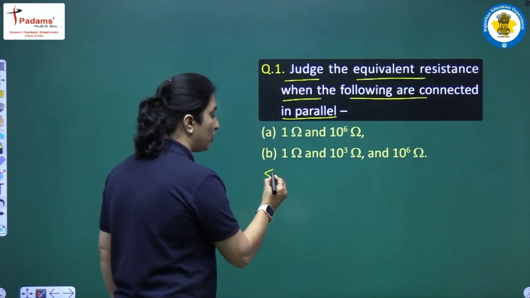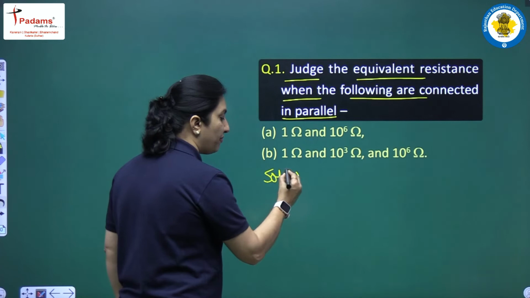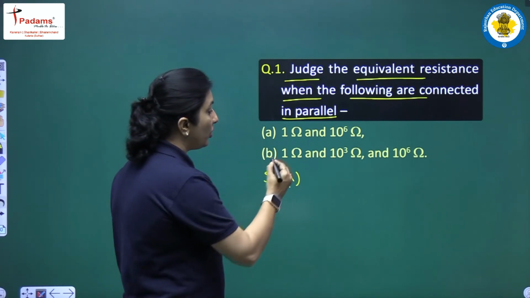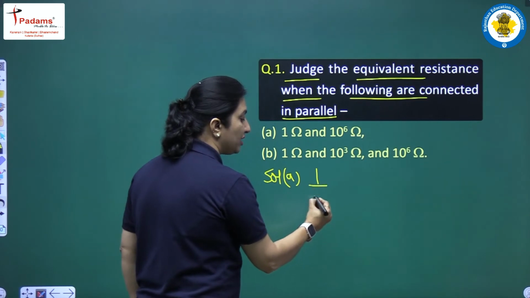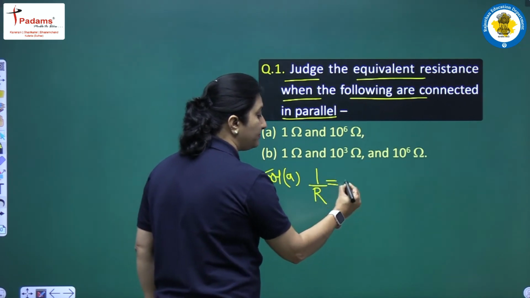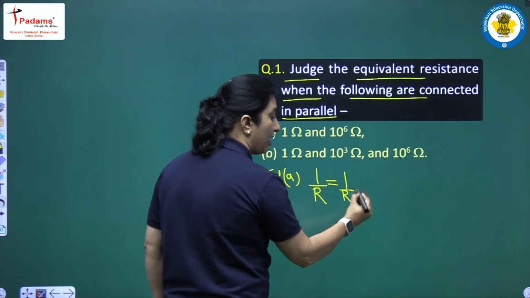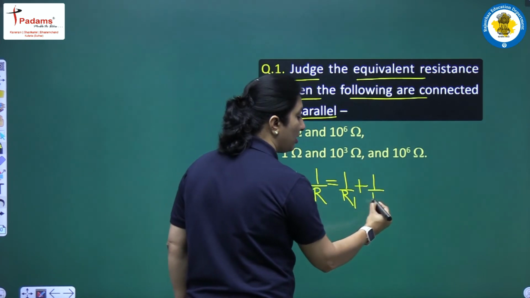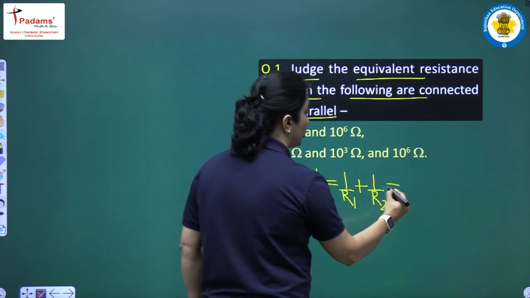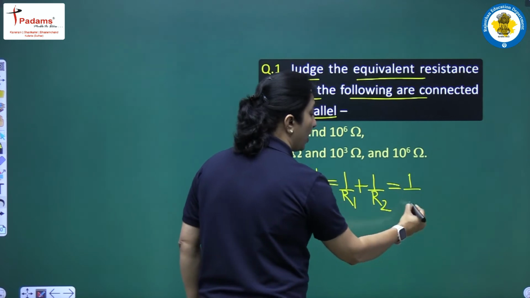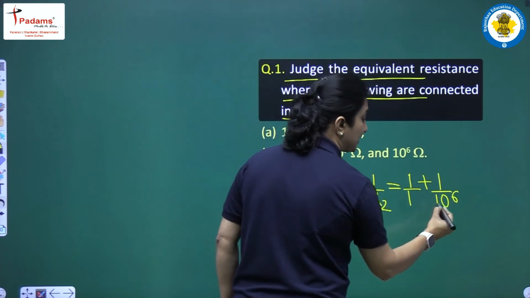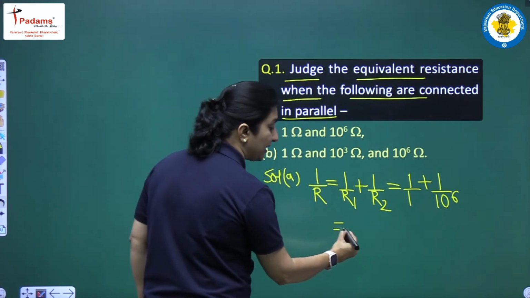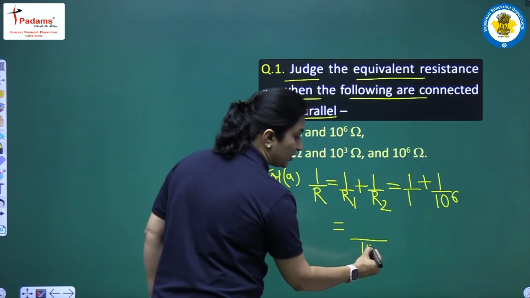So in order to solve part A, we have two resistances. So the formula for the equivalent resistance will become 1 upon R1 plus 1 upon R2. So what we will have? 1 upon 1 plus 1 upon 10 to the power 6. Now we will take the LCM, and the LCM will be 10 to the power 6.